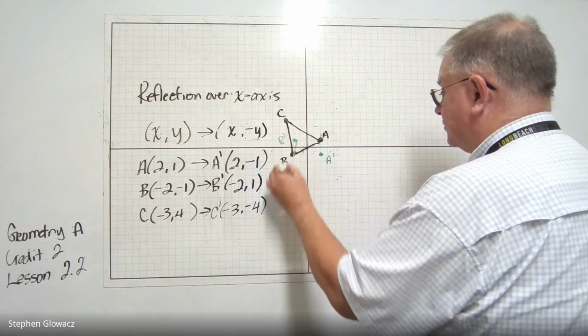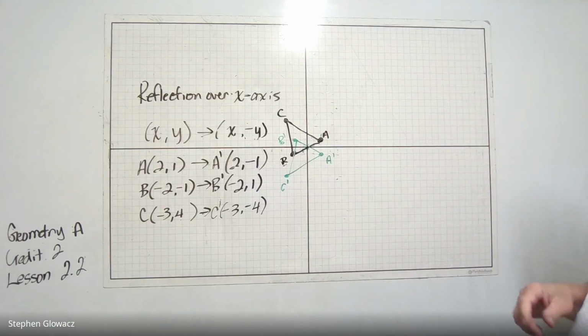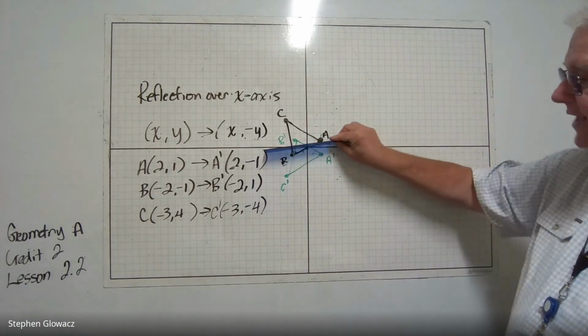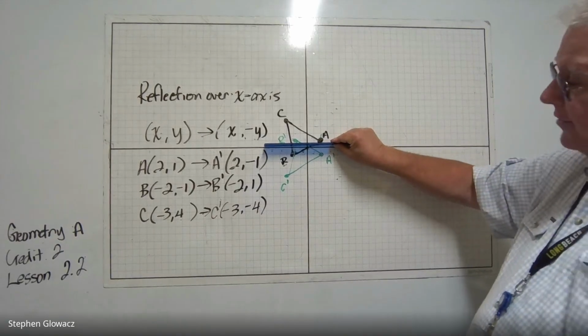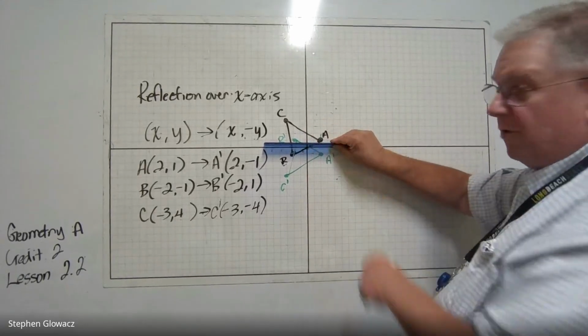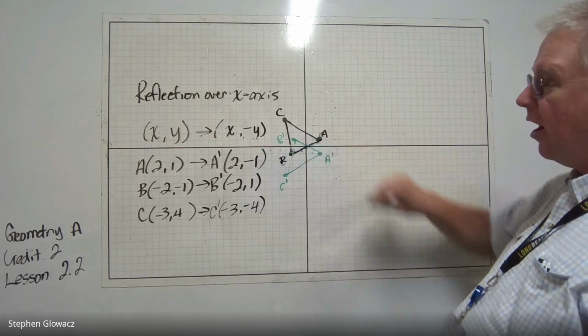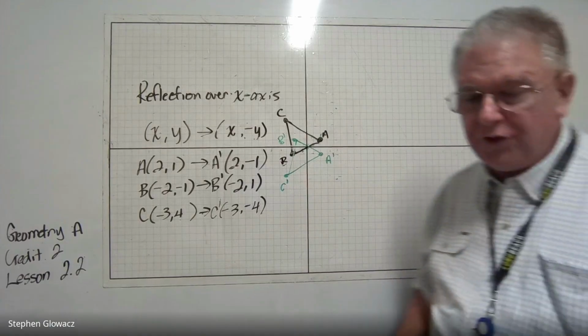And we're going to connect those points. And again, this is a reflection over the x-axis, and this is the x-axis here. And you can see the opposite or mirror reflection over the x-axis. All right, those are the examples for 2.2.